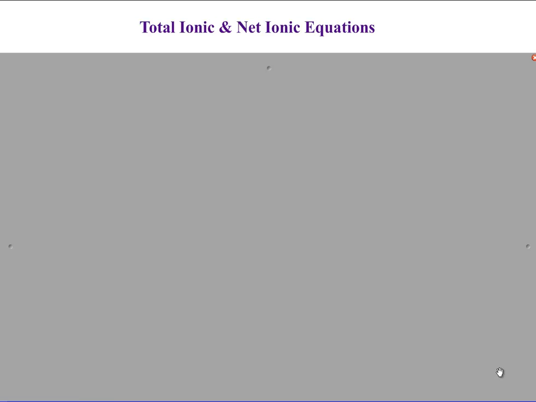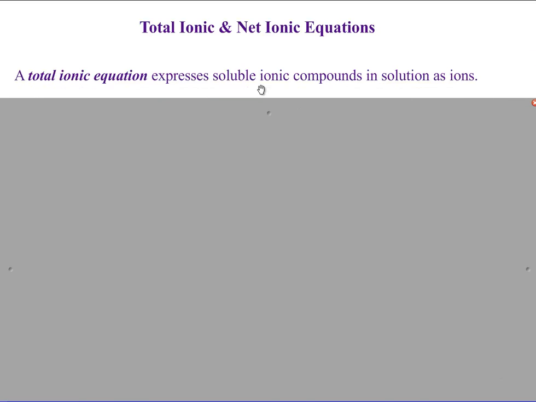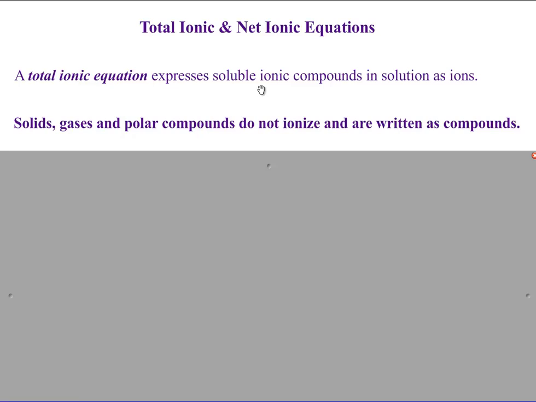One of the things we need to figure out how to do is to write total ionic and net ionic equations. So a couple things we need to know about that. Definitions are first. Total ionic equation tells us about the soluble ionic compounds in solution, and they exist in solution as ions. So we make that known by writing them as ions. Compounds that are solids, so don't dissolve in water, gases, and polar compounds are going to be written as compounds because they are not going to ionize in water.